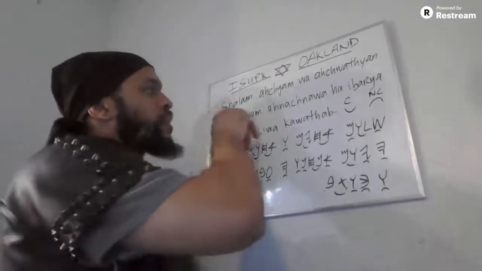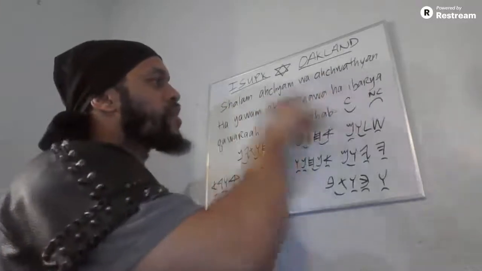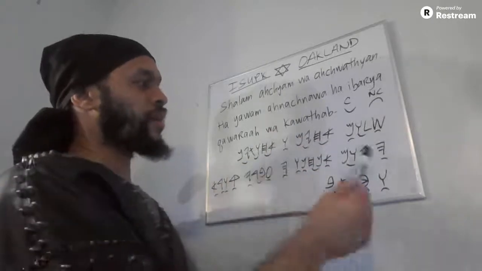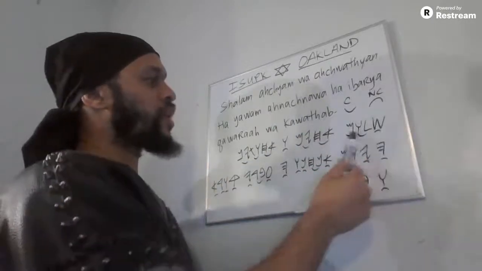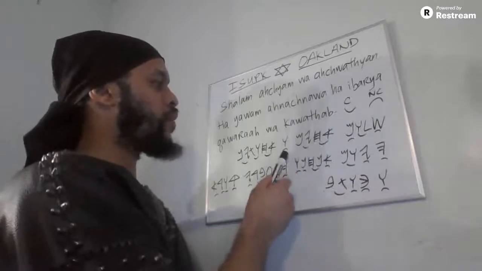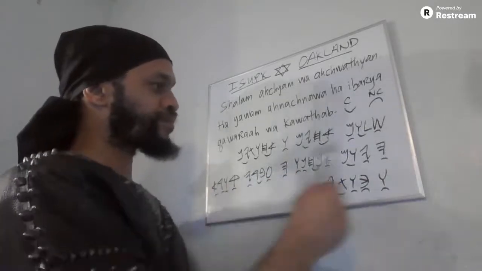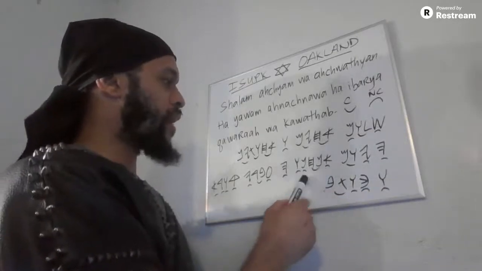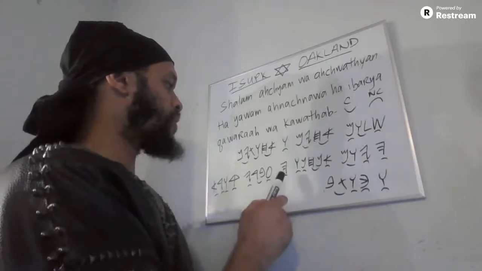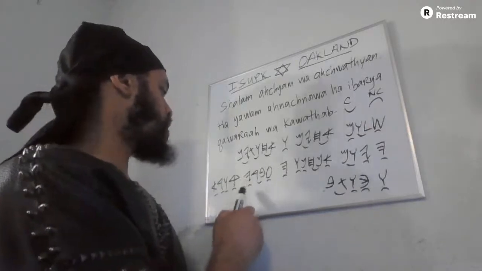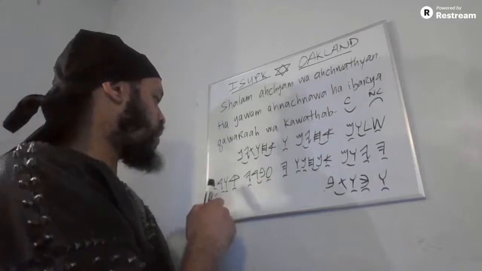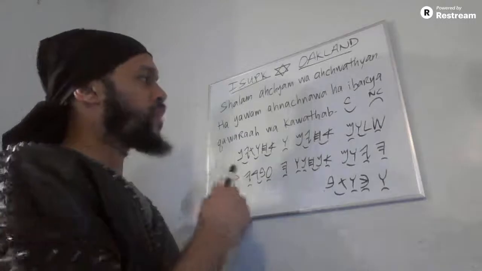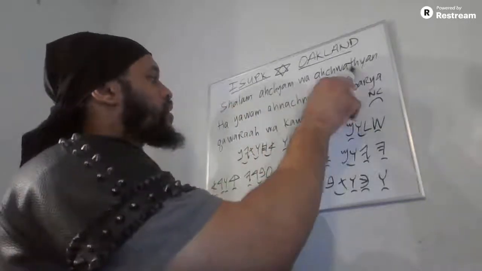So this transliteration of the ancient Hebrew in English will look like this in ancient Hebrew. All right, Shalom, Akim, Wa, Agwathin, Ha, Yawam, Anak Nawa, Ha, Ibaria, Wa, Quara'a, Wa, Kawata. All right. Peace, brothers and sisters.